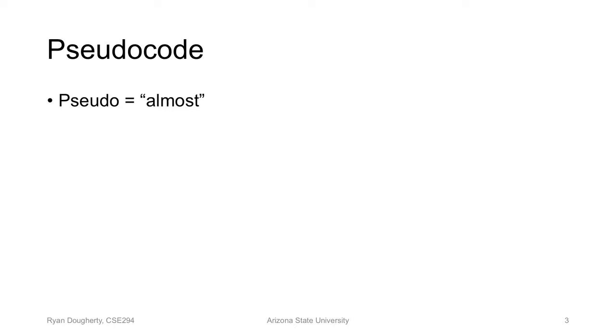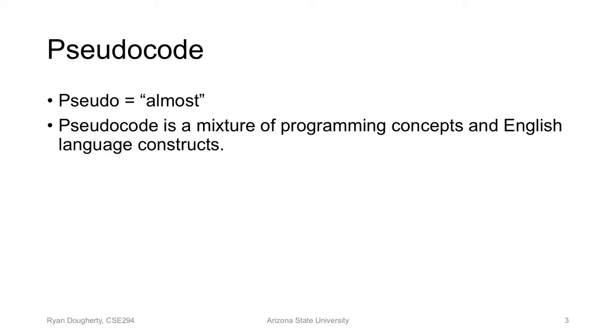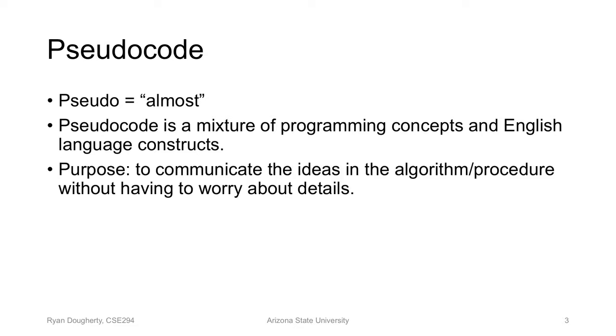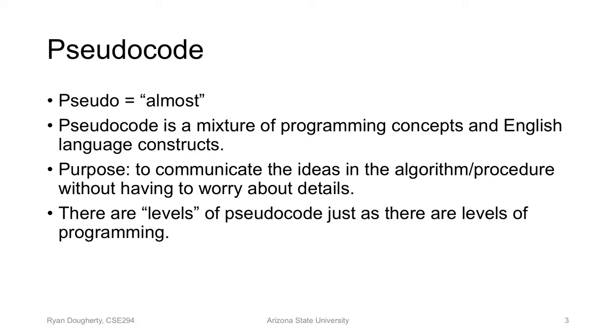That's one of the key features of Python and languages like it, that you want pseudocode to be as close to programmable as possible, but be able to express what the algorithm's trying to do without getting into the semantics of a particular language. So it's a mix of programming concepts and English language. So it's easily readable and easily implementable at the same time. So you want to communicate ideas in the algorithm without having to worry about the details of the programming language. And there are levels of pseudocode, so we have high and low level pseudocode.